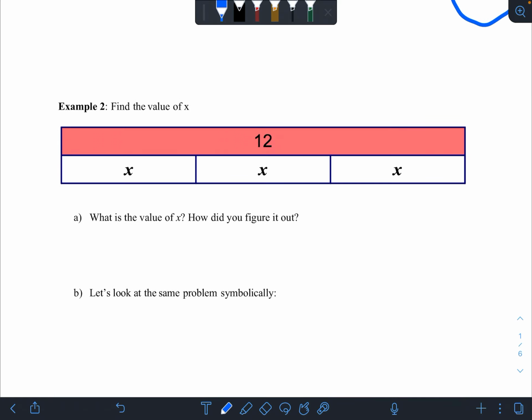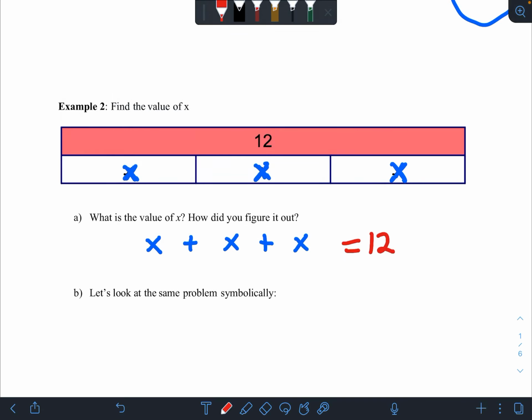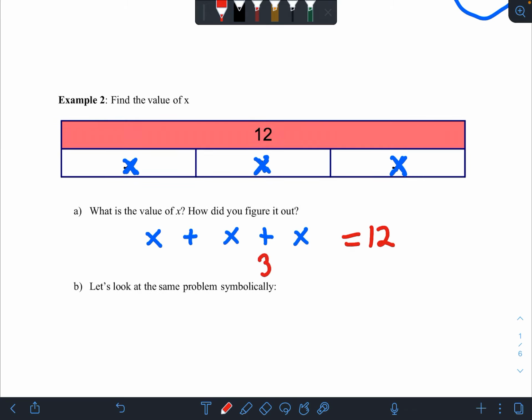In this example, it says, what's the value of x? How did you figure it out? Same exact idea. We have an x here, we have another x, and we have another x. So we have 3 x's. All of those x's are going to add up to 12, right? And they have to be exactly the same. So mathematically, here's what we've got. We've got 3 x's that add together, and all of those are going to equal 12, right? Now, some of you have done the mental math already, but when we add all these together, we end up with 3 x's. This is combining like terms. 3 x's are equal to 12.